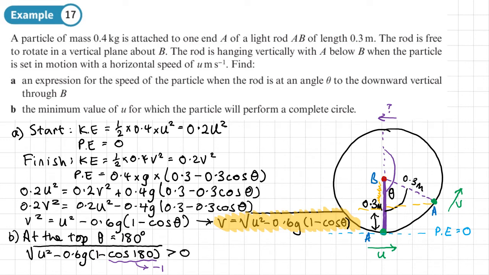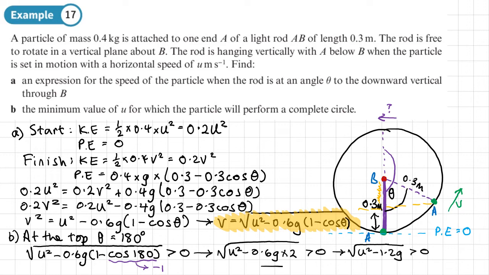So what we effectively have next is that u squared minus 0.6 g times 2 needs to be greater than 0. And we can simplify that and say that the square root of u squared minus 1.2g needs to be greater than 0. Now we need to rearrange this so we've got u, so we can square both sides, so we'll have u squared minus 1.2g is greater than 0, so basically we'll end up with no square root here.